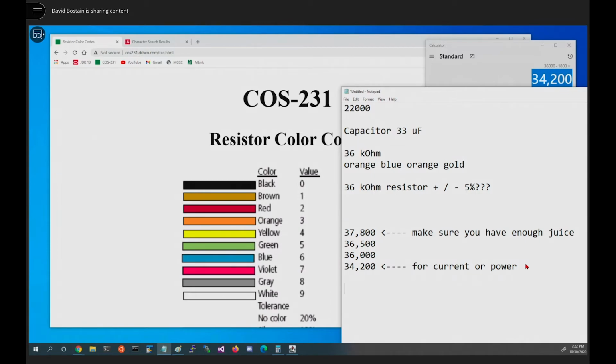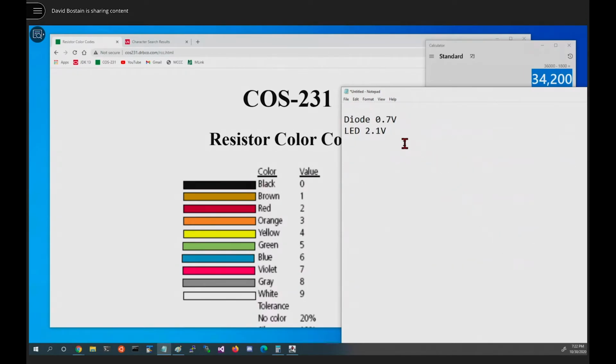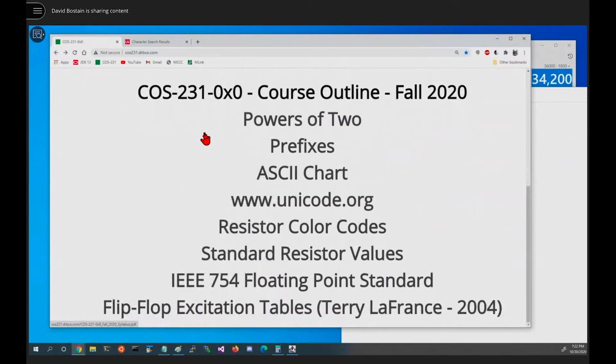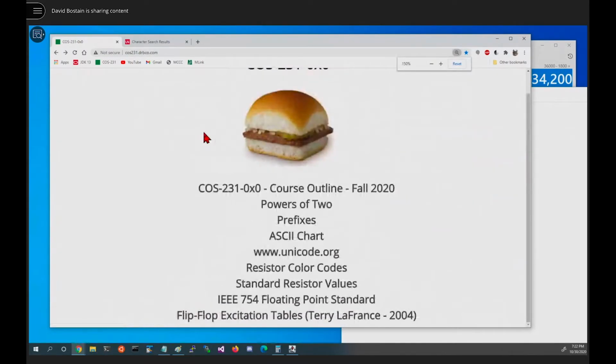Some general questions. How much voltage drops across a diode if it's forward biased? Somebody give me the number. Isn't it 0.7? 0.7 volts, that's correct. How much voltage drops across an LED if it's forward biased? 2.1. 2.1 volts unless I tell you otherwise. Okay. We will come back to some details about that. Maybe we might be there already. Let me look and see. Nope, we're at floating point.